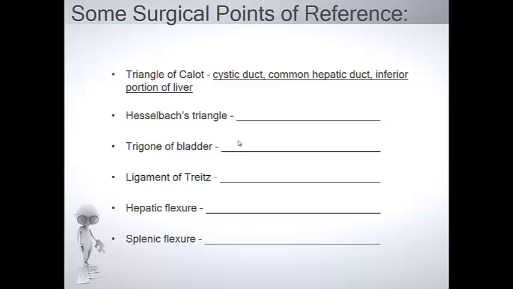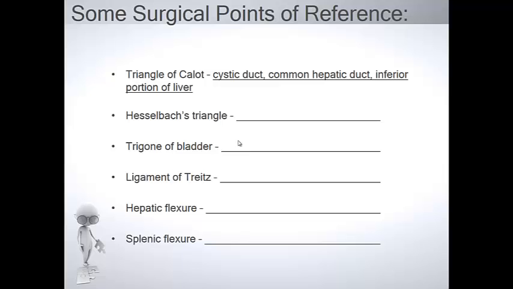The trigone of the bladder is another quote-unquote potential space triangle located inside the bladder itself. We're going to cover it again in the genitourinary unit, but it is formed by the two openings of the ureters and the urethral opening. Again, this is inside the bladder. So the only way you can see the trigone of the bladder is if you are inside the bladder. We're going to talk about how we get there next week during minimally invasive surgery.